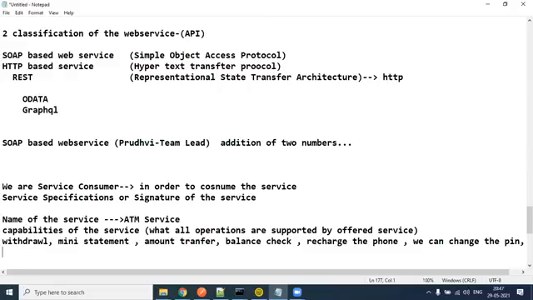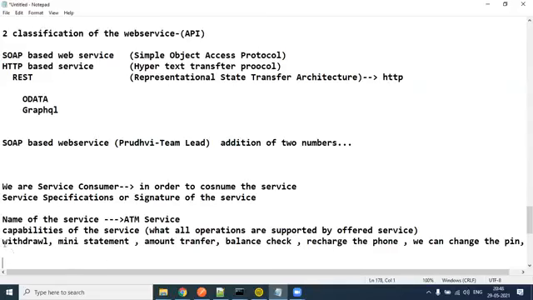So the point I'm trying to say is whenever you want to consume somebody's service, you should know the name of the service, right? You should know the capabilities of the service. Now you very well told me that as a part of service, there can be different operations. Yes or no? Now, for all these different operations, do you give the same inputs or different inputs? Different inputs.